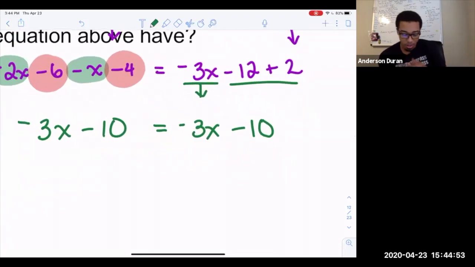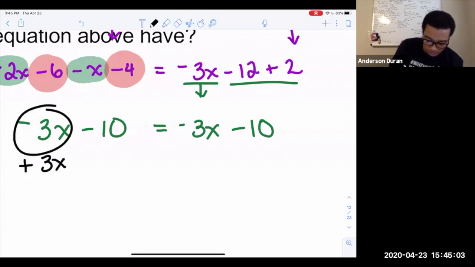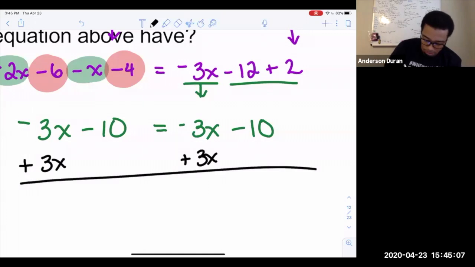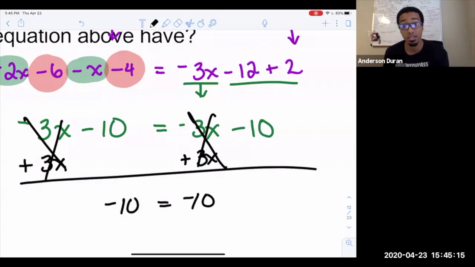Let's dive back in here. Think about it like this, everybody. I'm going to just continue on to try to solve this and try to move things to the same side. Watch this. I want to add 3x to both sides to get rid of this -3x. Oh, look at that. What happens? This cancels and that cancels. So now I have -10 equals -10. Again, still the same thing on both sides.